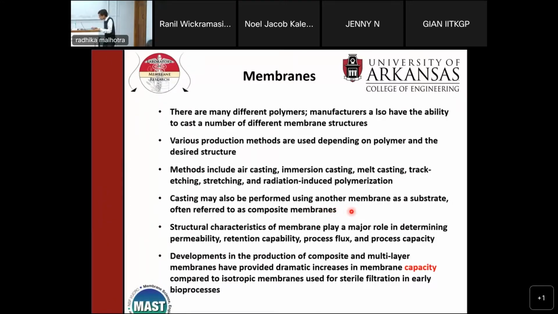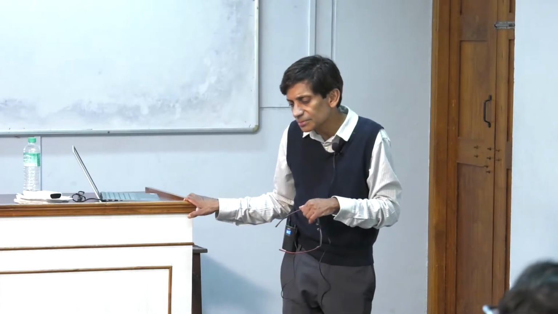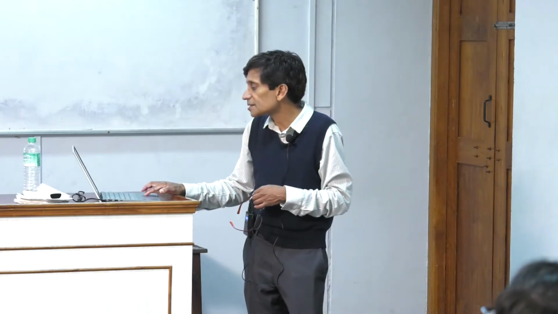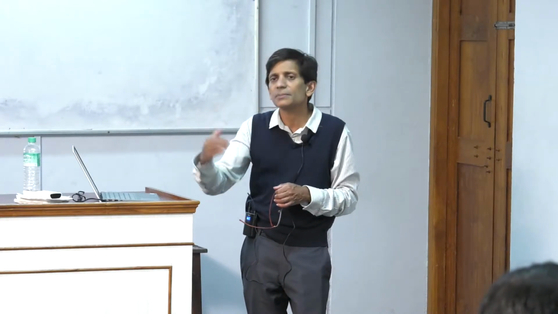Okay, what else? Structural characteristics of a membrane play a major role in determining the permeability, retention, capacity, process flux, and process capacity. Developments in production of composite and multilayer membranes have provided a dramatic increase in membrane capacity compared to isotropic membranes used for sterile filtration in early bioprocesses. So today, typically these sterile filtration membranes are not isotropic. And the very important word here is capacity, which is we want to maximize the number of liters we can process per membrane surface area.